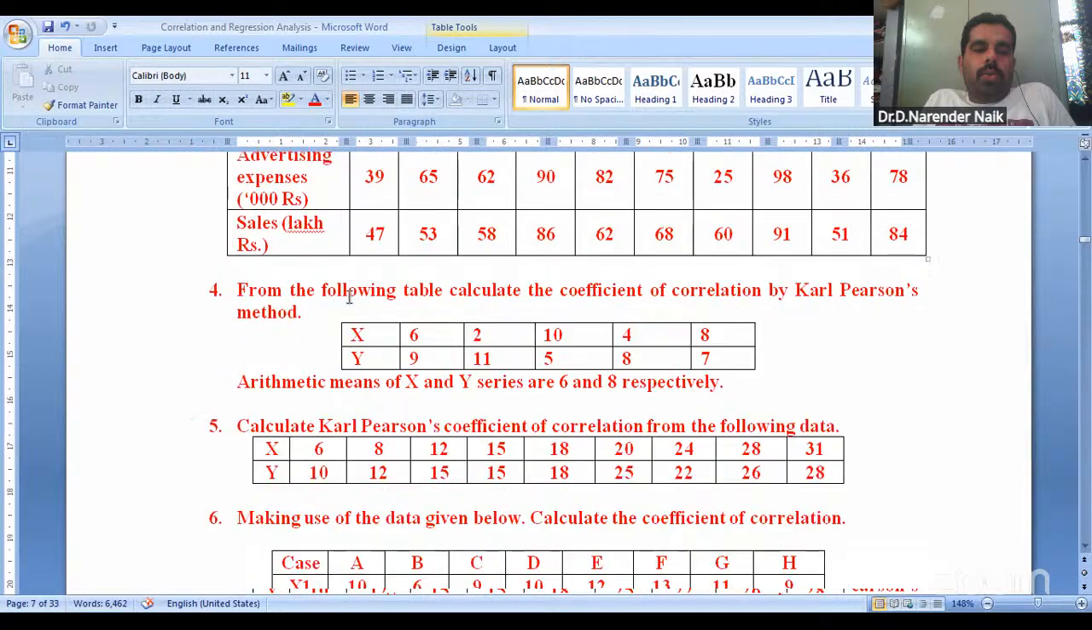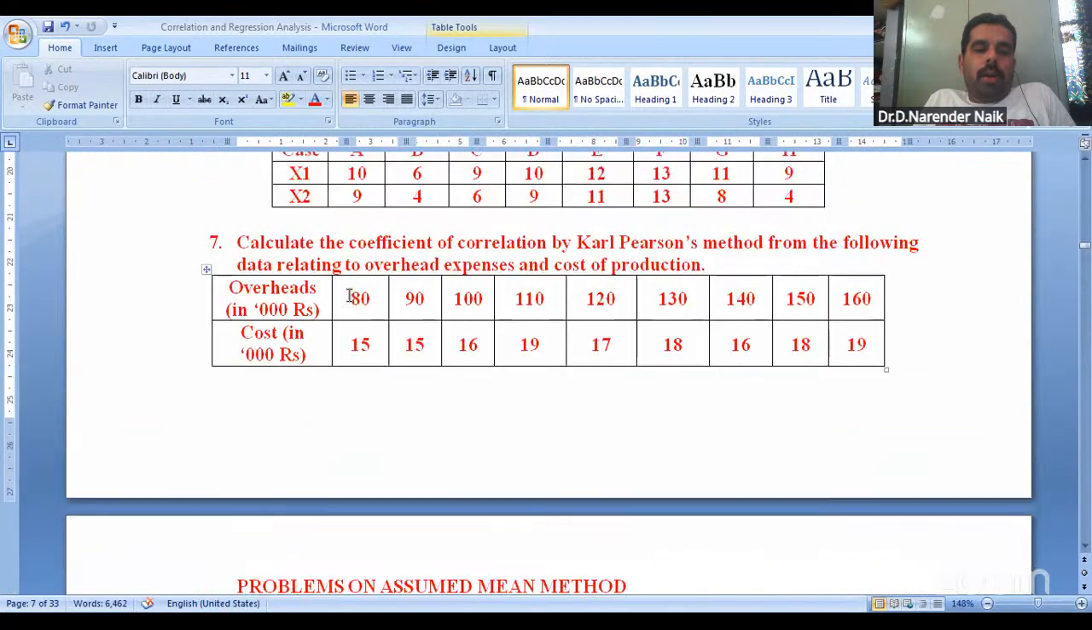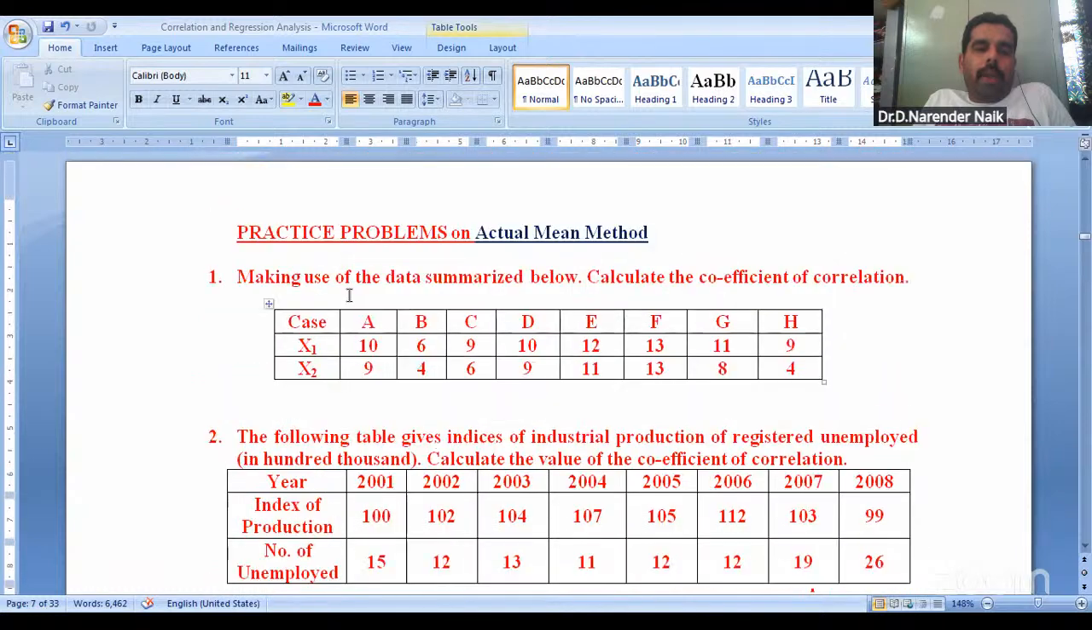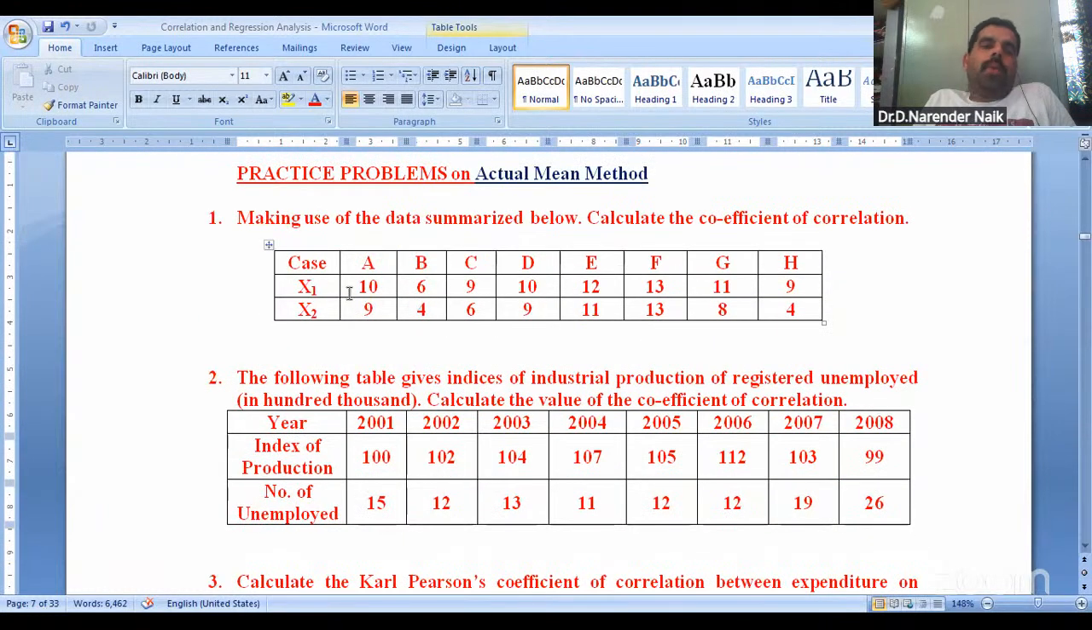So you see how many problems there are. There are almost 7 problems. If you practice these 7 problems, then you will get a complete command on correlation analysis, actual mean method only. And it will show a roadmap to solve the assumed mean method problems also. If you only listen to the class and are not ready to practice, then you will feel uncomfortable solving problems from an examination point of view.